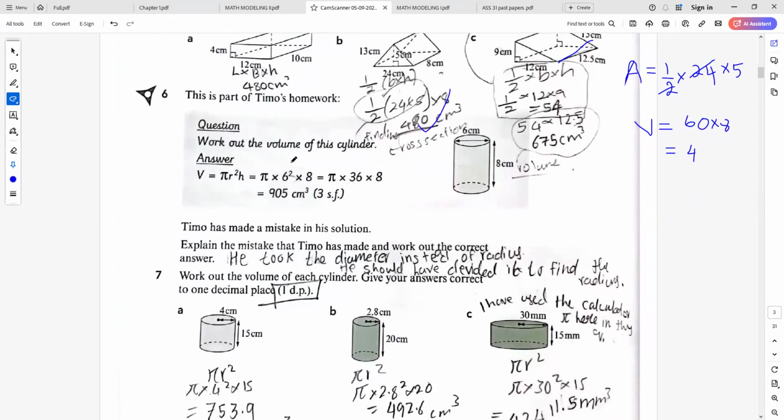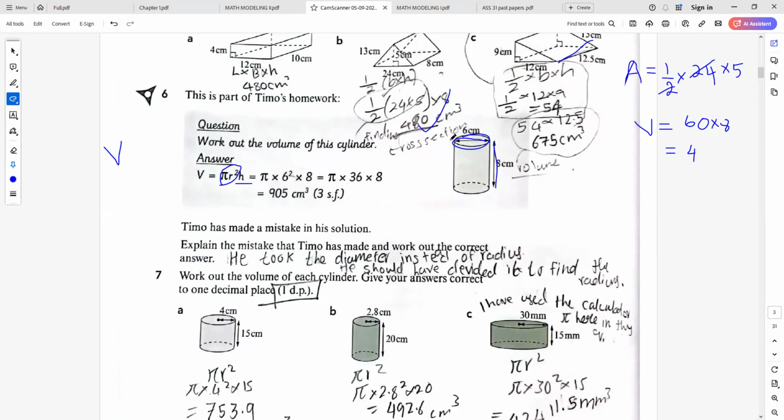Now we will move to these questions. Work out the volume of this cylinder, right? Okay. Now the answer is also given here. See this. Now the diameter is given, right? The diameter is given. So we know that V is equal to cross-sectional area into height, right? So the cross-sectional area is this and the height is this. So that's why they have given pi r squared into h. Now this pi r squared represents the cross-sectional area, and then this height is 8.